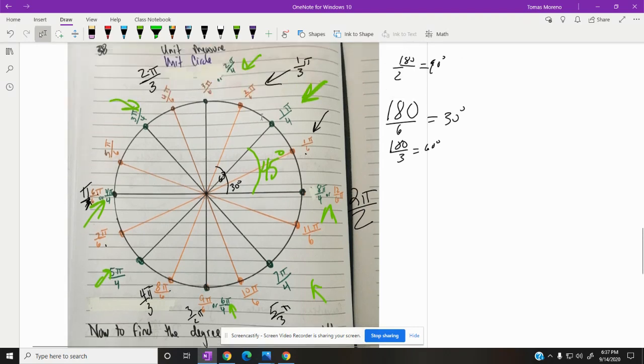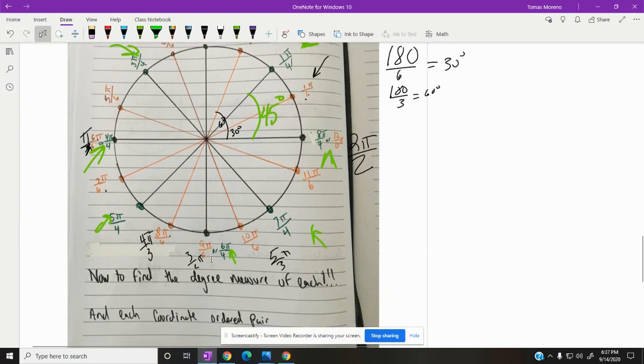1, pi/4 is 45 degrees. 2, pi/6 is 60 degrees. 3, pi/6 is 90 degrees. You should be able to know all of these like the back of your hand. So I'll let you guys do that.